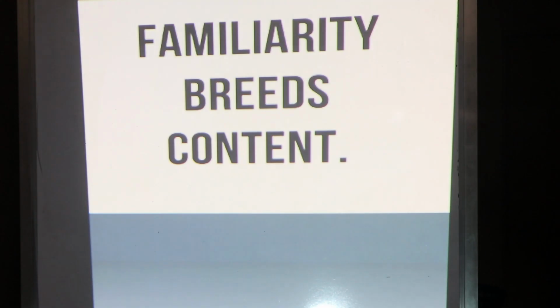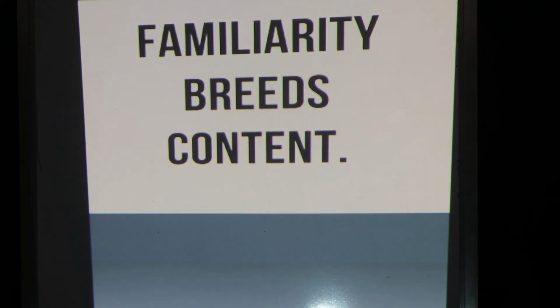The next one is, as they say, just to add to that, familiarity breeds content. Instead of contempt, we put content. Because we're contented, because we're familiar. It's familiar ground to us.